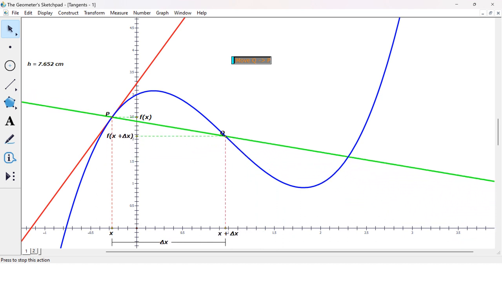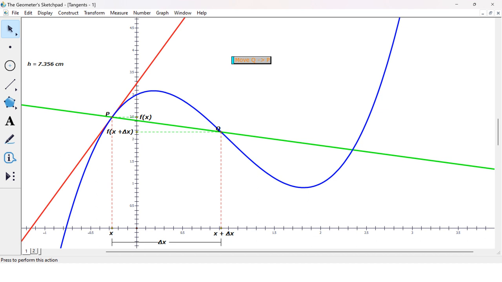Okay. So let's stop it there. As Q moves along that curve, other than what Lauren said about the slope of the green line, what else is changing in that picture?